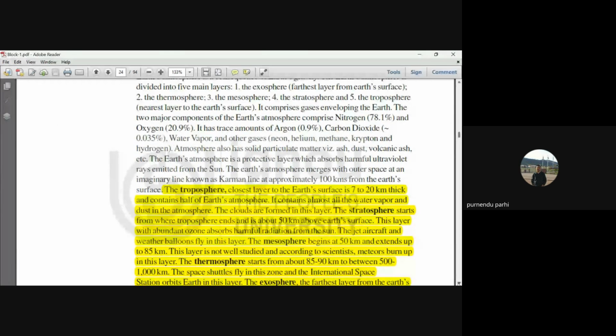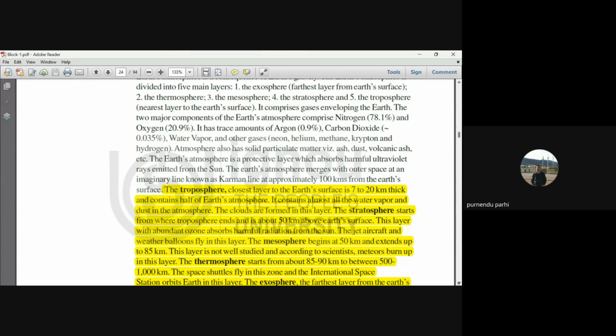The troposphere, the closest layer to the Earth's surface, is 7 to 20 km thick and contains half of Earth's atmosphere. It contains almost all the water vapor and dust in the atmosphere. So the troposphere is the layer which is the very closest layer to the Earth's surface. It ranges from 7 to 20 km thick and contains half of the Earth's atmosphere. It contains almost all the water vapor and the dust particles in the atmosphere. The clouds are formed in this layer, the troposphere.